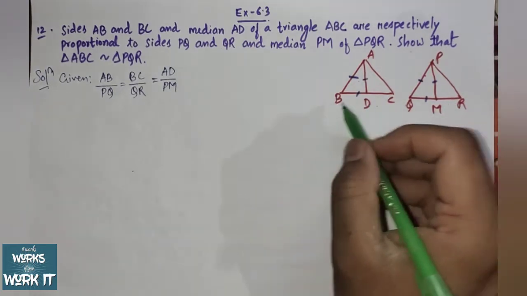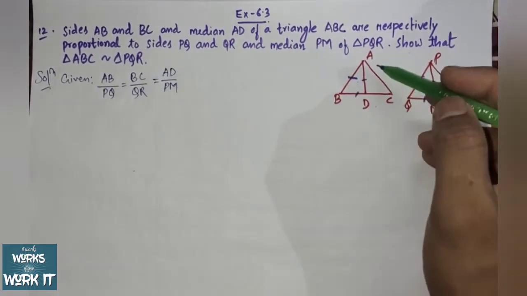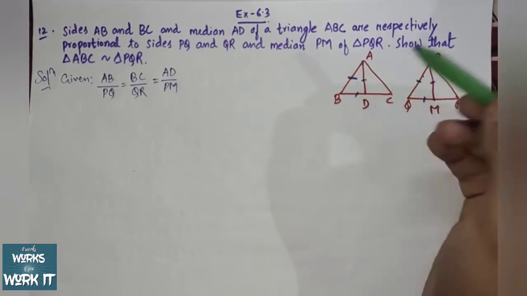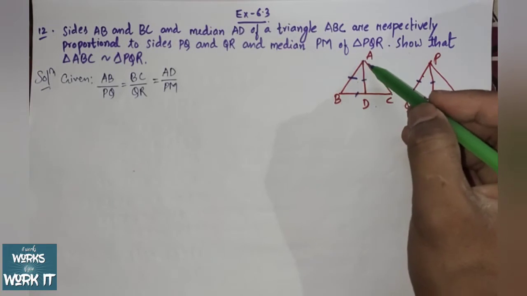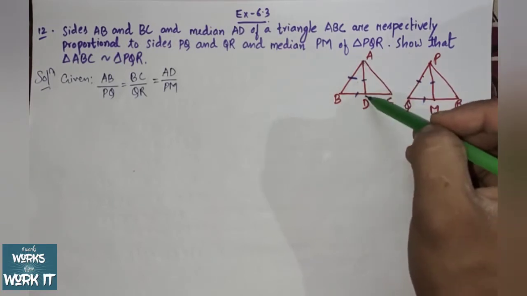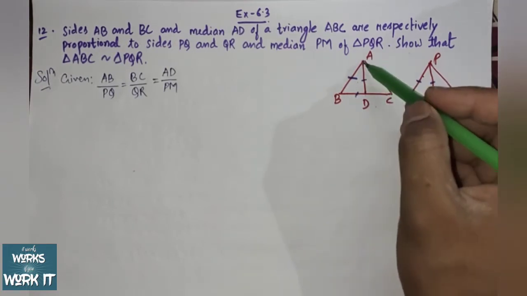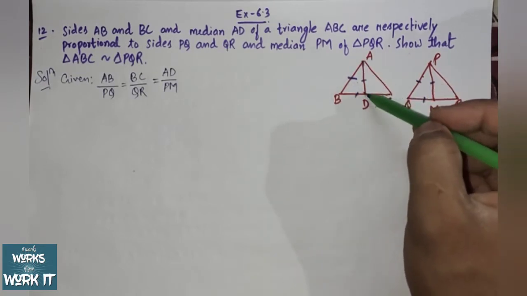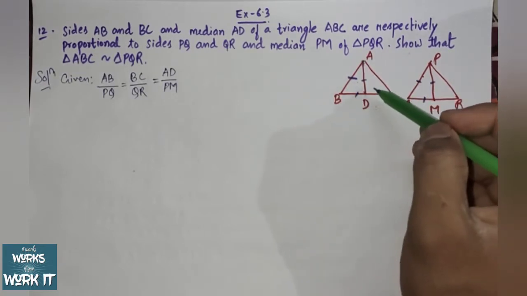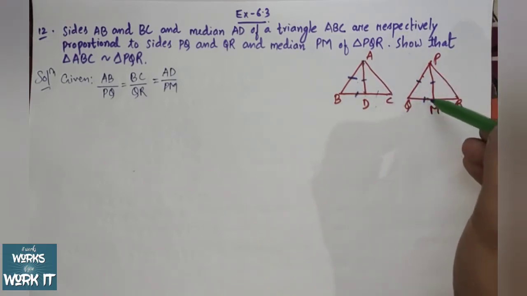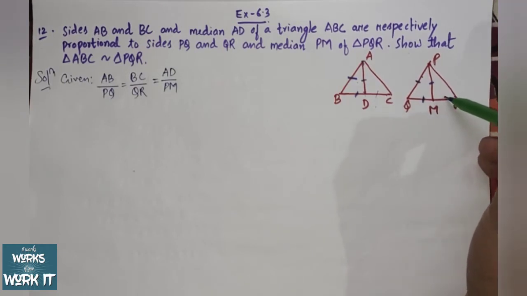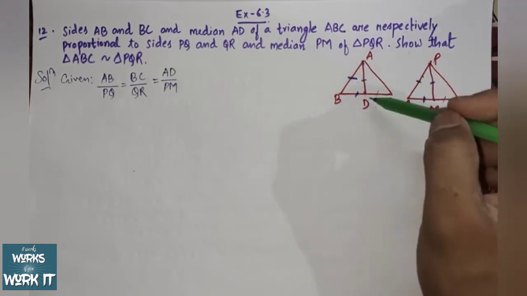Now we will understand what a median is. You have already come across the word median in class 9. Here AD bisects BC, or AD is a median of BC. That means AD will bisect the whole line BC into two equal halves, so BD is equal to CD. And PM will bisect QR, so QM will be equal to MR. This is the role of the median: it bisects the whole side into two halves.